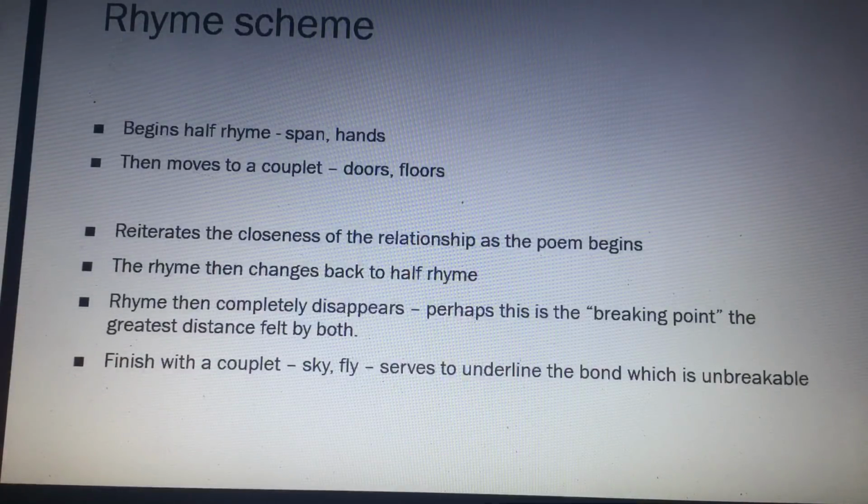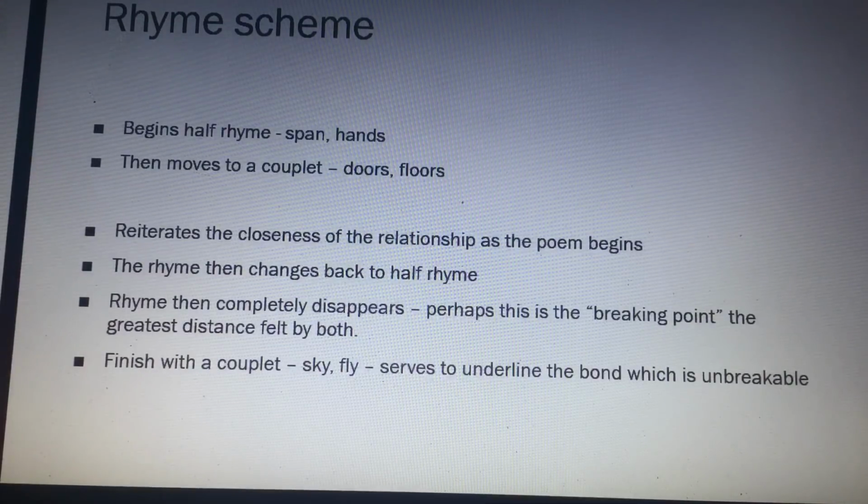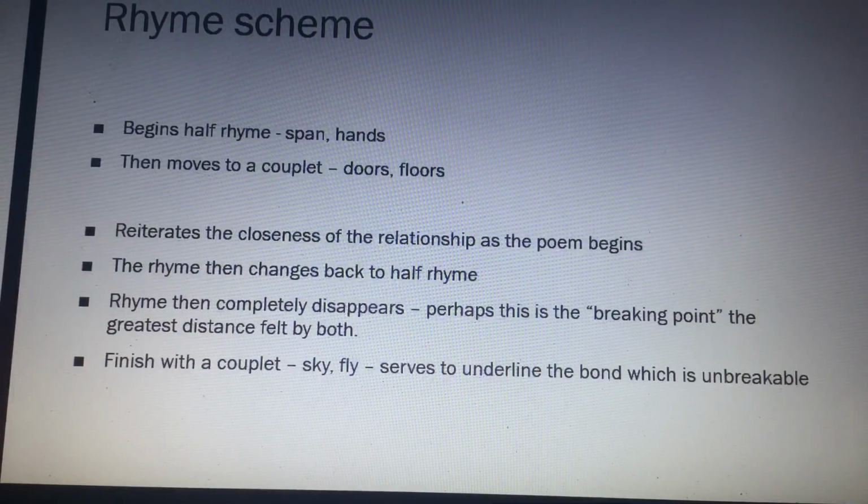The rhyme scheme changes as the poem goes on, because we begin with half rhyme, span and hands, which moves then to a couplet of doors and floors. Now I think this reiterates the closeness of the relationship at the beginning of the poem, that they're very, very close before he moves away with the tape measure. The rhyme then changes to half rhyme again, where we get the reeling, leaving, etc. But then it completely disappears, probably around the third stanza, I think, if my memory serves me right.